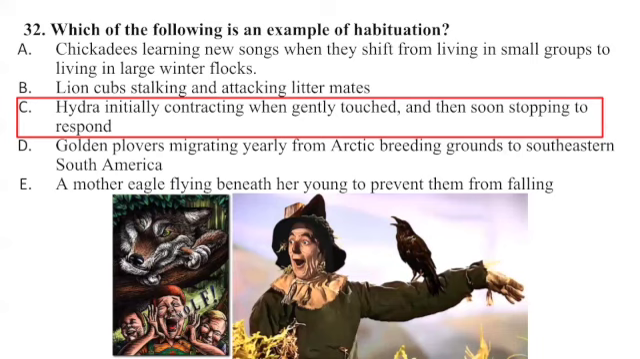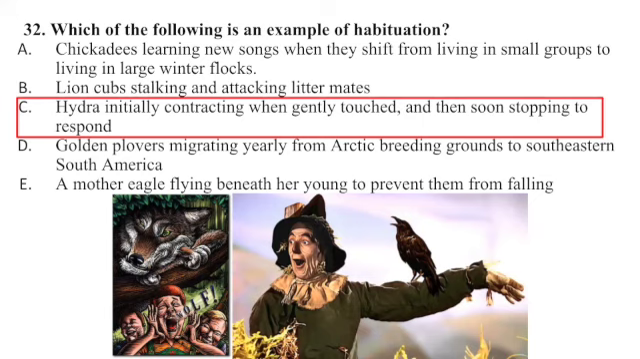32, which of the following is an example of habituation, right? So we just went through all of these examples. If you remember, I just said habituation is a form of learning in which an organism stops responding to a particular stimulus after repeated presentation. So let's see which option is best. Statement A is incorrect because it's an example of social learning, right? Many animals are capable of learning by observing other animals, and they frequently acquire foraging information and skills, learn to identify predators, learn calls, learn songs, and learn who to mate with.